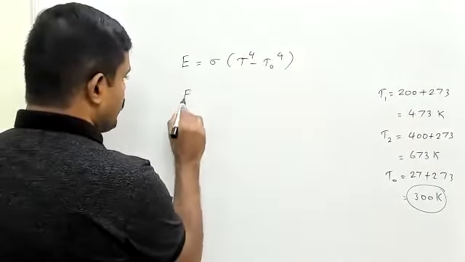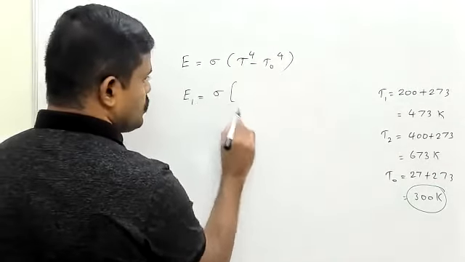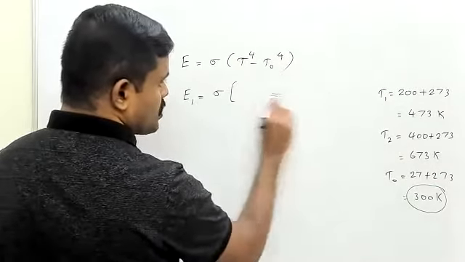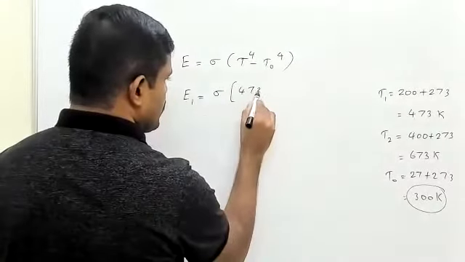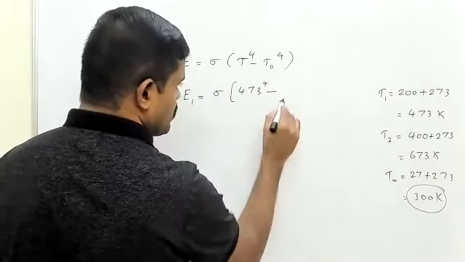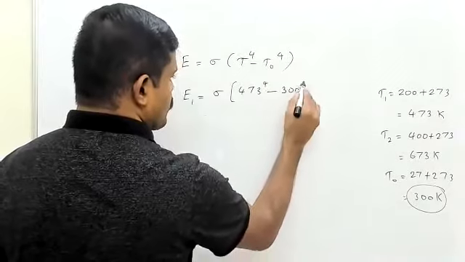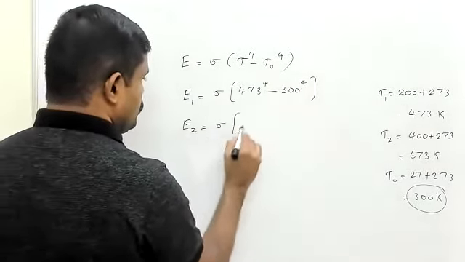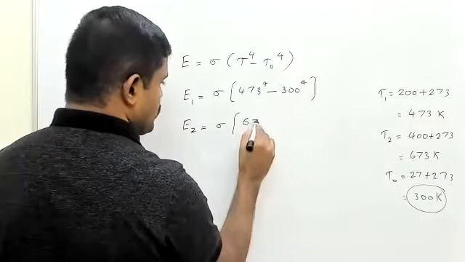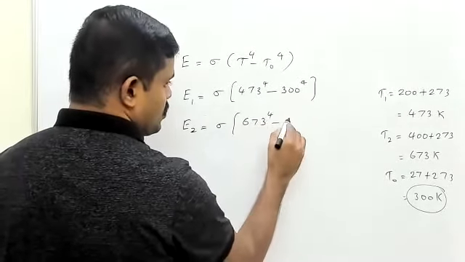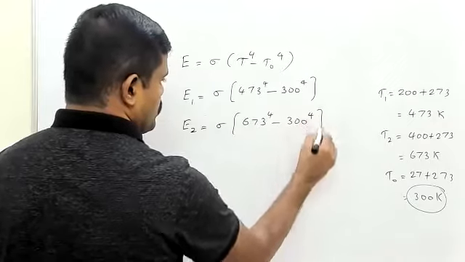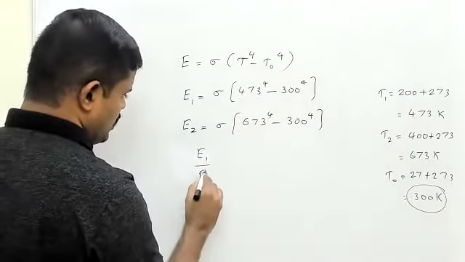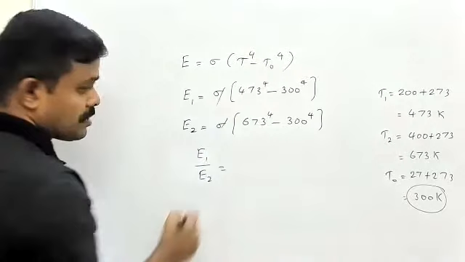So I can write E1 is equal to sigma into, first case, T1 raised to 4, 473 raised to 4, minus T0, 300 raised to 4. And E2 is equal to sigma into the second temperature, 673 raised to 4 minus 300 raised to 4. You've been asked to find the ratio E1 by E2. The sigma and sigma are cut.